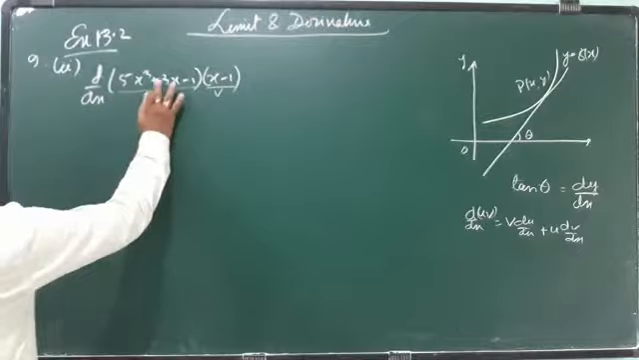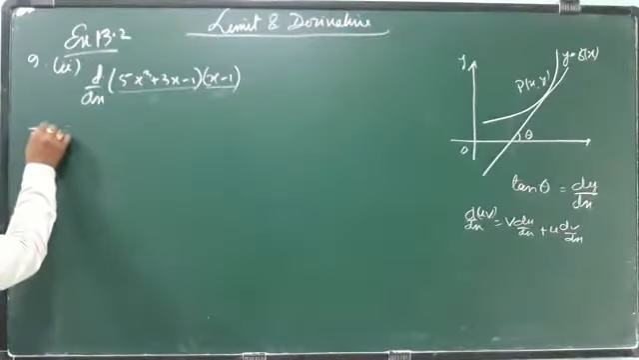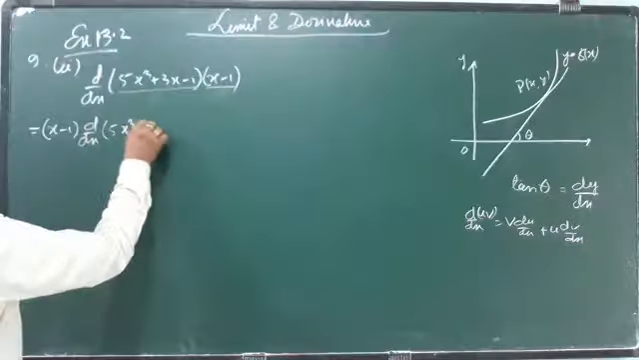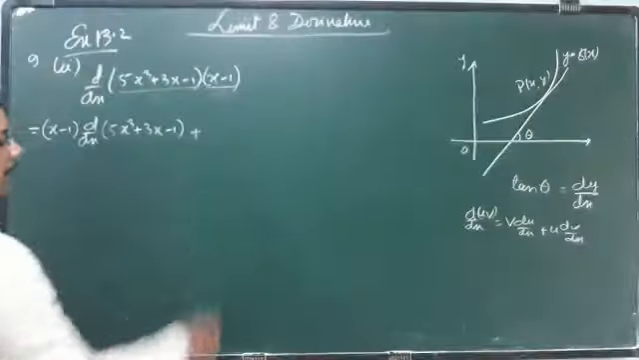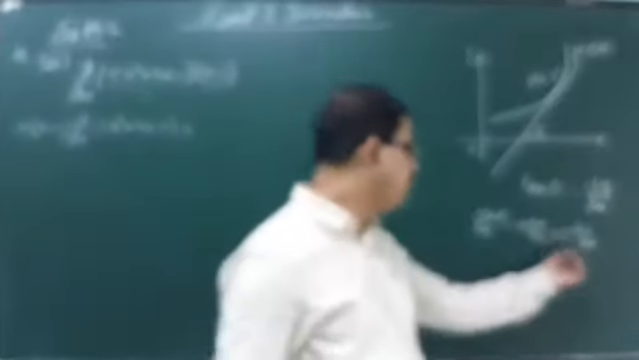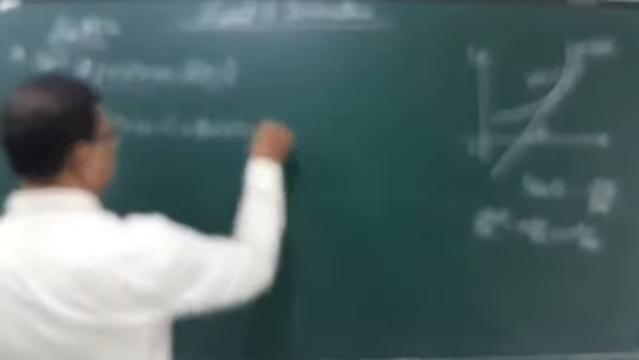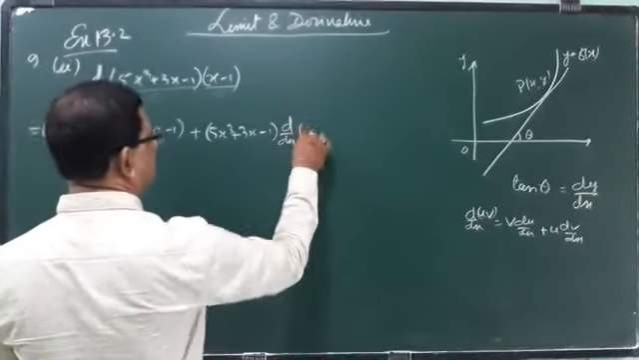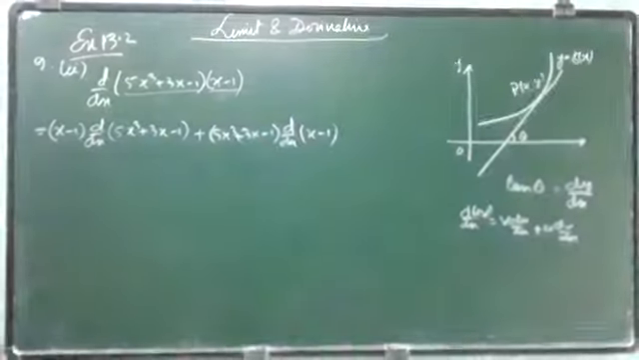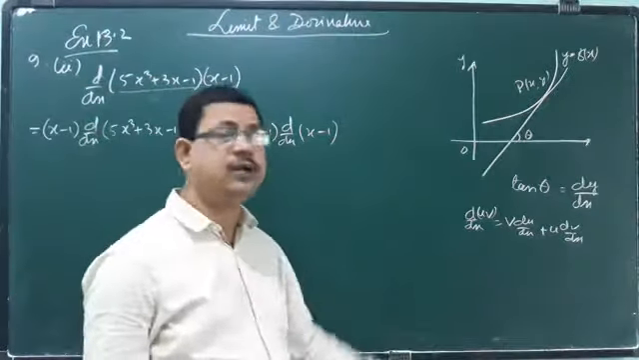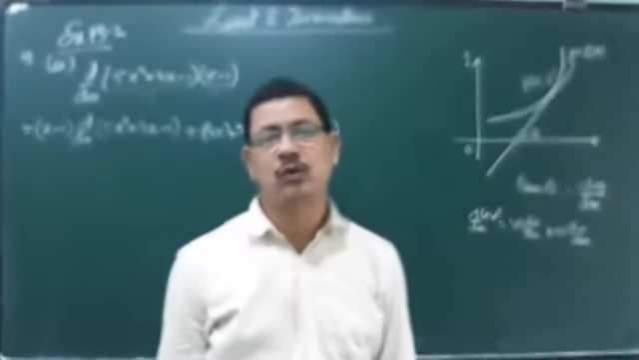Now, if I take this one as u and this one as v, then you keep x minus 1 and differentiate the first one, that is 5x cubed plus 5x minus 1. Then our formula is keep u and differentiate v. So you keep it like that, and you differentiate x minus 1 with respect to x. This product rule is named the Leibniz product rule.